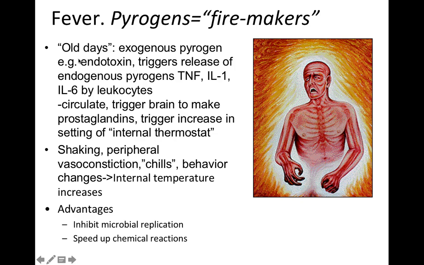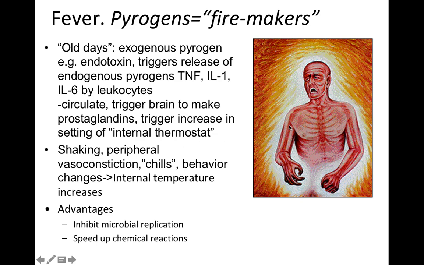And we now know the mechanism is when the endotoxin is released, remember, it binds to cells of the immune system that release all of these cytokines, these chemical messengers. And some of these chemical messengers are going to circulate to the brain. I believe this is in the hypothalamus, prostaglandins are made, and that then triggers an increase in the setting of our internal thermostat. And I wouldn't ask this, but some of these endogenous pyrogens are tumor necrosis factor, interleukin 1, and interleukin 6, right? So then we will go through changes that will help increase our core body temperature.